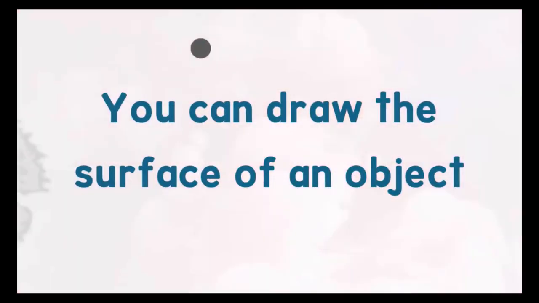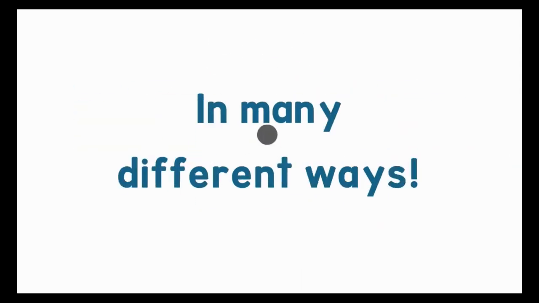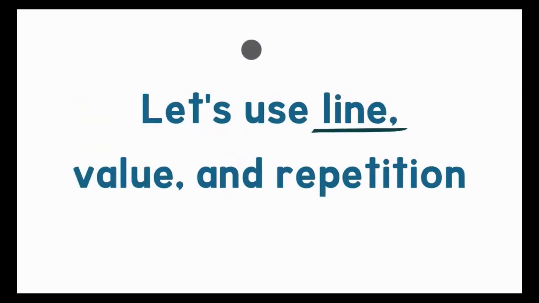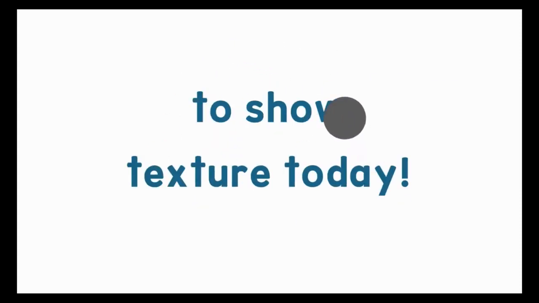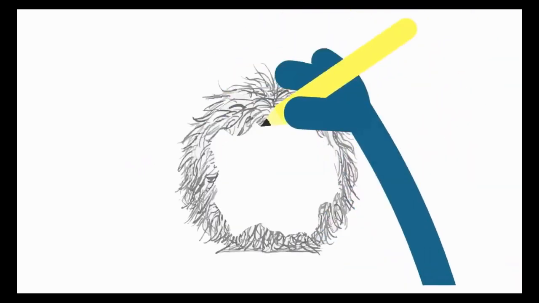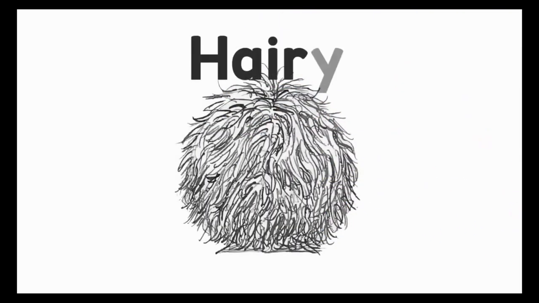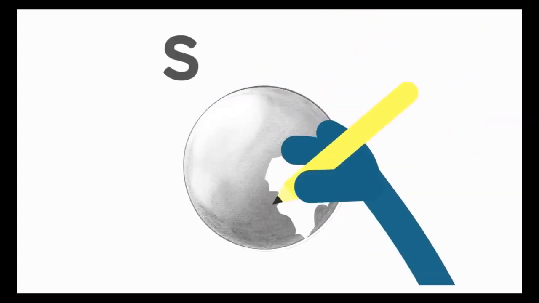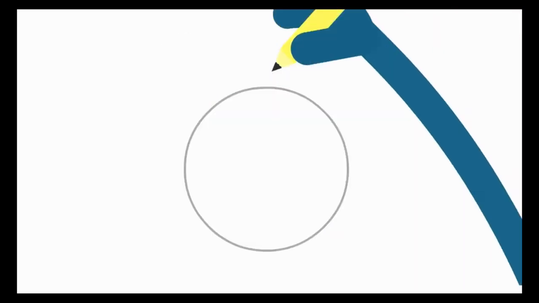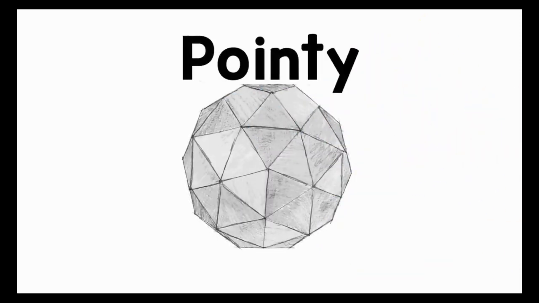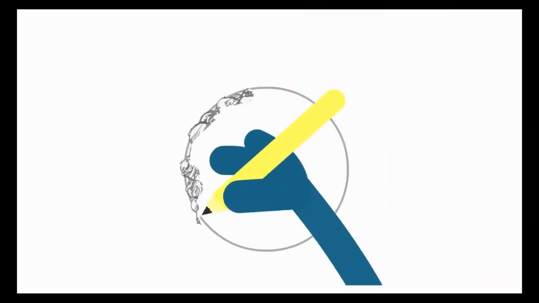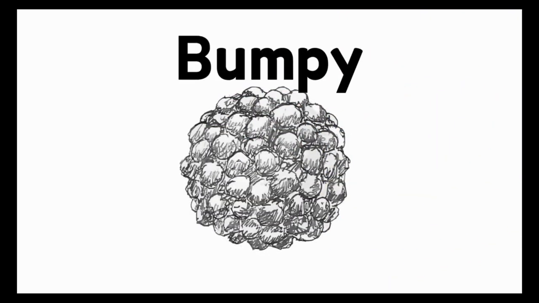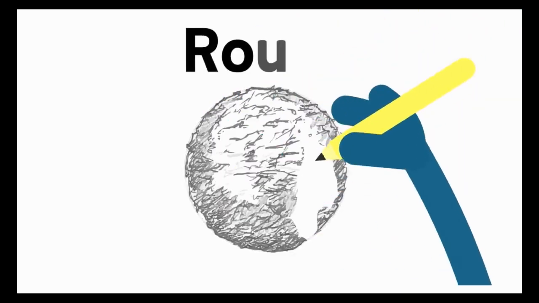Texture. You can draw the surface of an object in many different ways. Let's use line value and repetition to show texture today. Hairy, smooth, pointy, slimy, bumpy, rough.